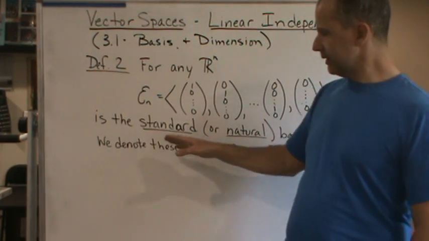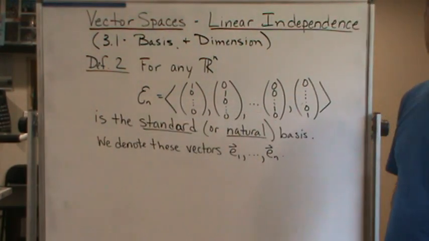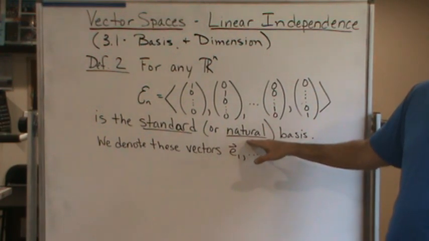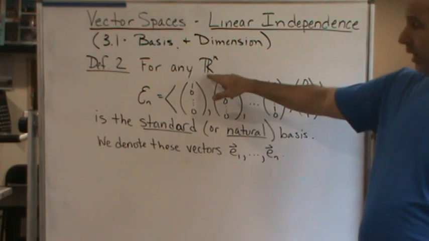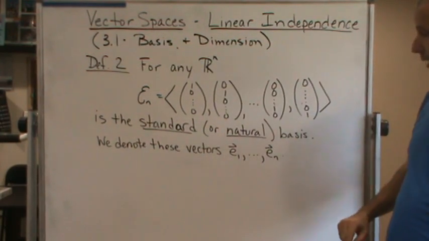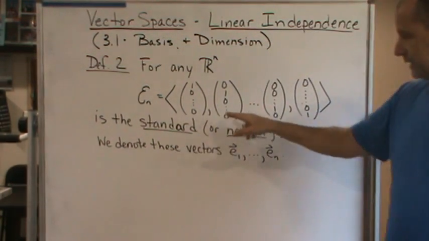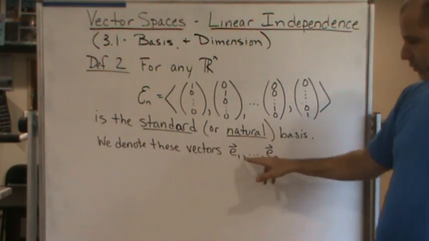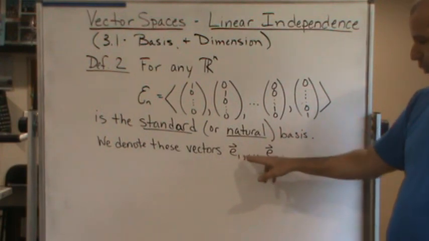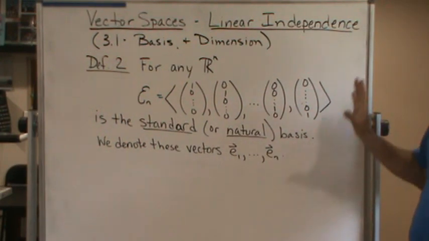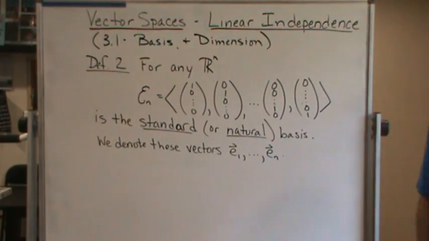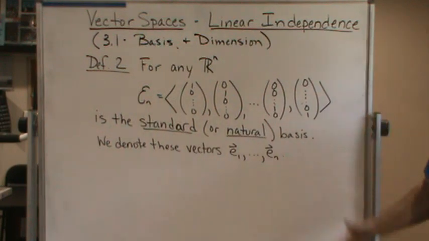Now, this is called the standard basis, okay? Or what we also call the natural basis for R sub n. And we denote these individual vectors here as lowercase e's with subscripts, right? So e sub 1 to e sub n. Okay, so this is the definition of what we call the standard basis of Rn, or also the natural basis. We'll use those interchangeably.